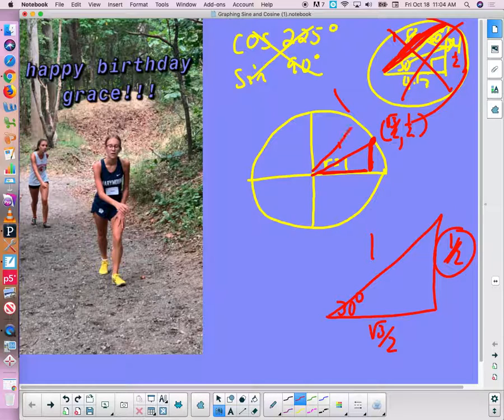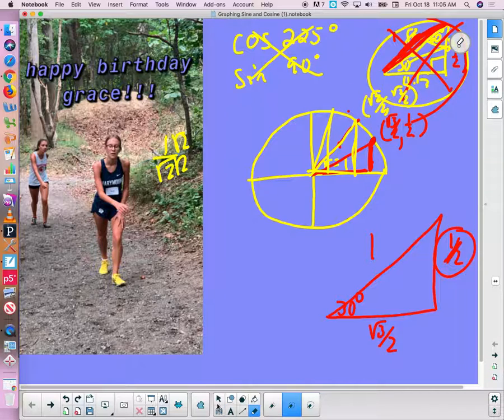If I go up here at 45 degrees, that point is root 2 over 2, root 2 over 2, if you think about that. My radius is 1, and then you divide this side by root 2 and this side by root 2. 1 over root 2. Doesn't that become square root of 2 over 2? And then at 60 degrees, they flip like we talked about with our cofunctions, and we end up with 1/2 and square root of 3 over 2.